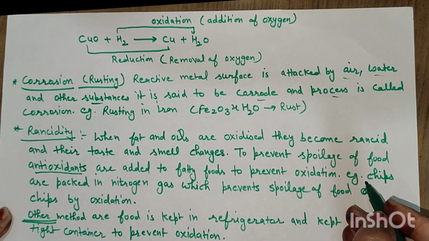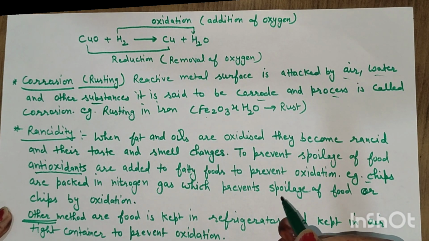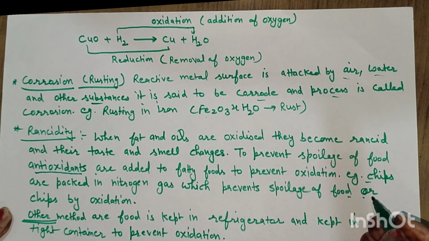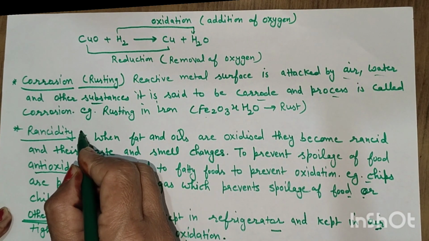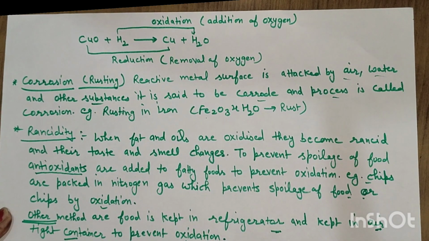You can take the example of chips. Chips are packed in nitrogen gas, which prevents the spoilage of the food or the oxidation of the chips. Another method to protect the food from rancidity or oxidation is that the food is kept in the refrigerator and in an airtight container to prevent oxidation, so that the process of rancidity can be stopped.